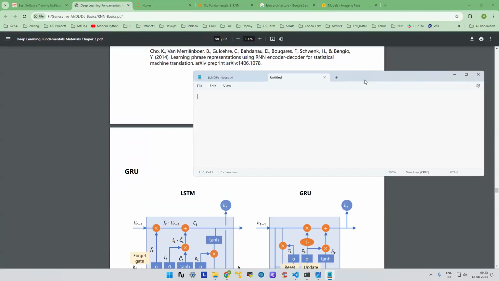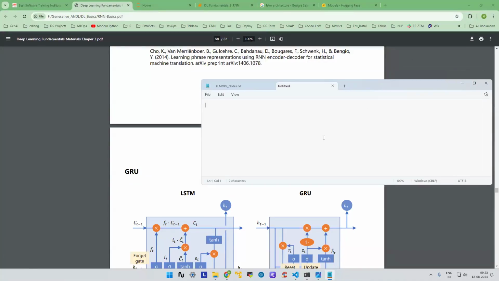I went through your PDF and some videos, and they say that LSTM will remove the unimportant word and keep the important word. So how is it decided what to forget and what to remember?